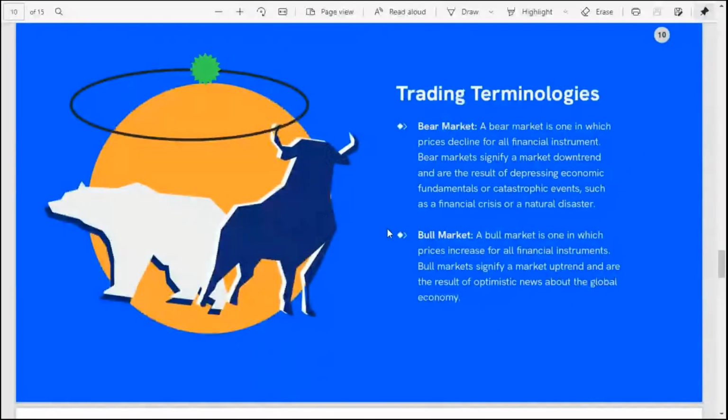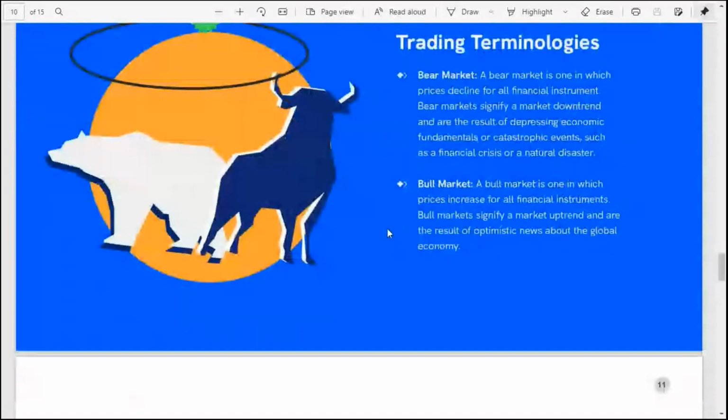Now, the bull market. A bull market is a type of market in which prices of all financial instruments are just going high. They're flying. The bull market signifies a market uptrend and is a result of optimistic news about the global economy. So it's basically saying there's no more coronavirus in the United States. You see the dollar starts going up because everybody wants to start investing now. No lockdown again. Everybody wants to buy the dollar, then the dollar continues going up. That's just what the bull market is.